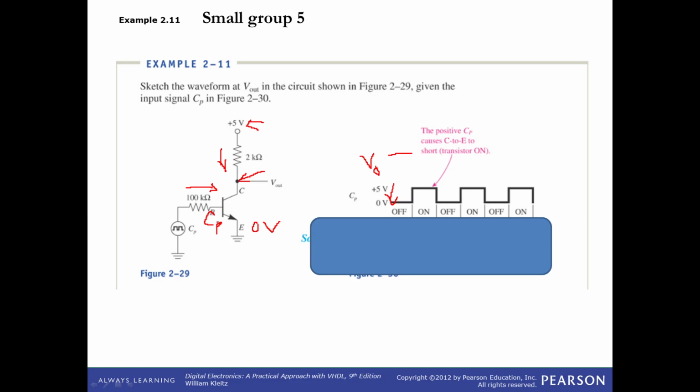Then the clock signal flips on, so now what happens? CP is now greater than 0, which means our base is now greater than our emitter. So it's going to flip this transistor on and short circuit it. Now, the collector is shorted to the emitter. The collector is connected to Vout. The collector voltage is Vout. Well, if the collector is shorted to the emitter and the emitter is on ground, that's going to force Vout to 0 volts as well. So now Vout is going to go low. And since the clock is just repeating itself, we would see the same thing happen. You'll notice that Vout is basically just the opposite of the clock signal. So we just draw the opposite. When the clock is off, Vout is on, and the other way around.